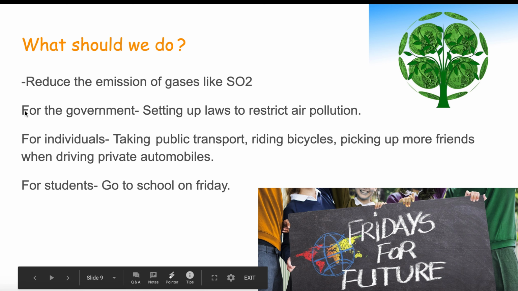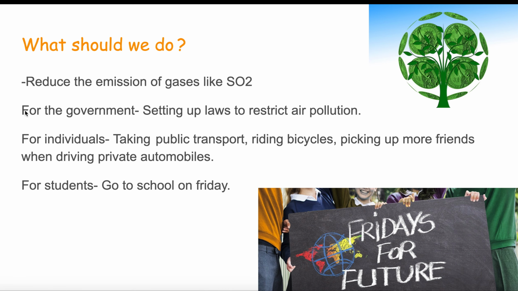And now, different people play different roles in society. For the government, their responsibility is setting up laws to restrict air pollution. This means they set up laws to set a standard for how much pollution a factory can emit, or limit the size of cars, or specify what kinds of pollutants or harmful acidic gases can be emitted.